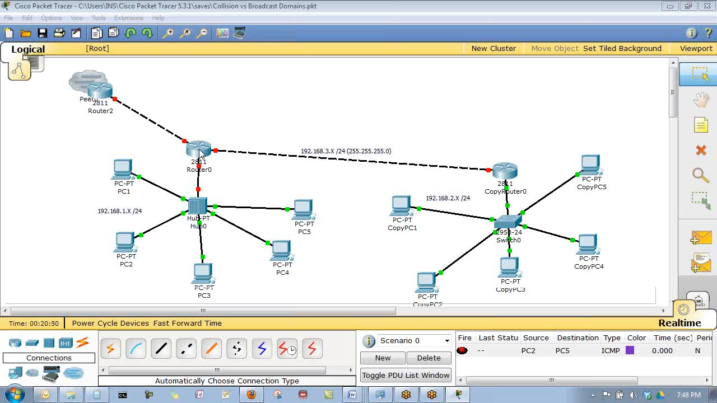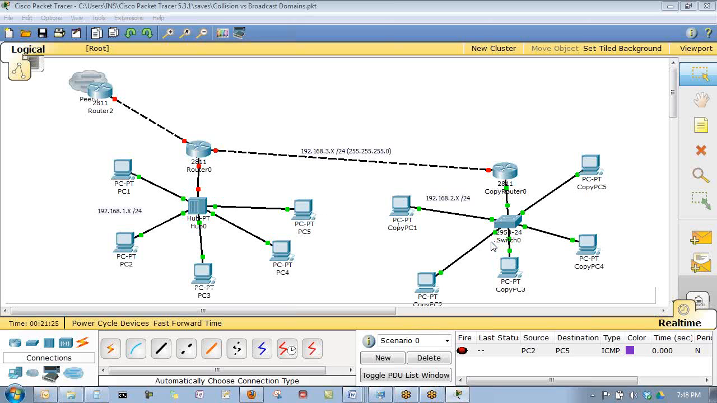I've got a router here. How many connections does the router have? How many broadcast domains is this router connected to? Connected to 3. 1, 2, 3. Okay? So each connection has to have its own IP address. So I've got 6 IP addresses down here. I've got 3 IP addresses here. So that makes a total of 8 right now.